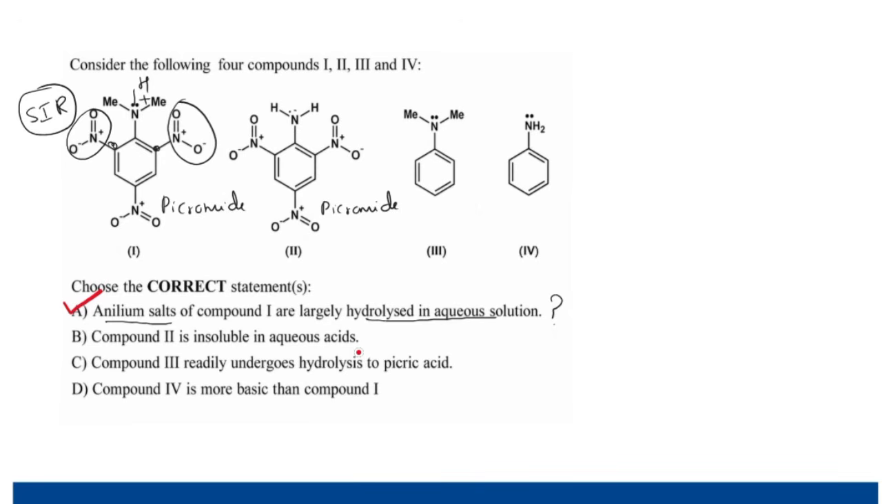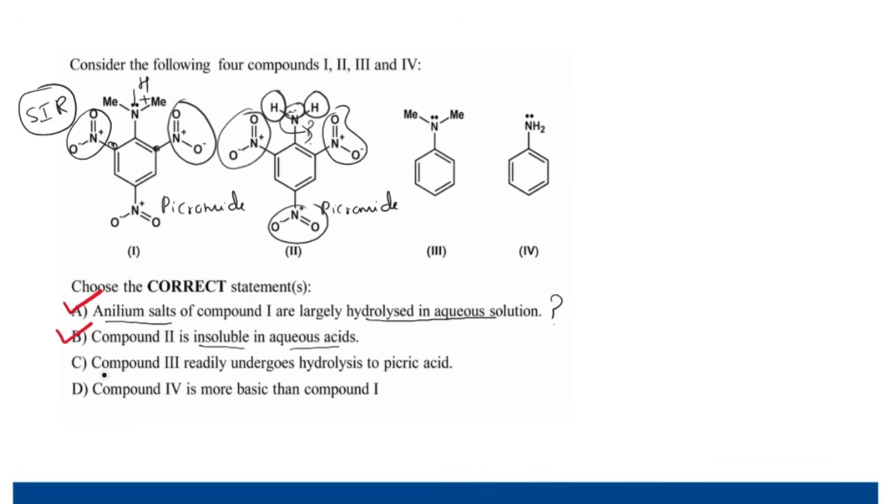Compound 2 is insoluble in aqueous acids. That means, will it donate this lone pair of electrons? No, not possible, because we don't have any bulky groups on the nitrogen. And you see there are nitro groups here which are electron withdrawing. So there is no inhibition of the resonance. It is undergoing resonance, which means it is not available for the incoming proton and not forming a salt. Since it is not ionic, it will not be soluble in the aqueous medium. So compound 2 is insoluble in aqueous acids. This is also a correct statement.